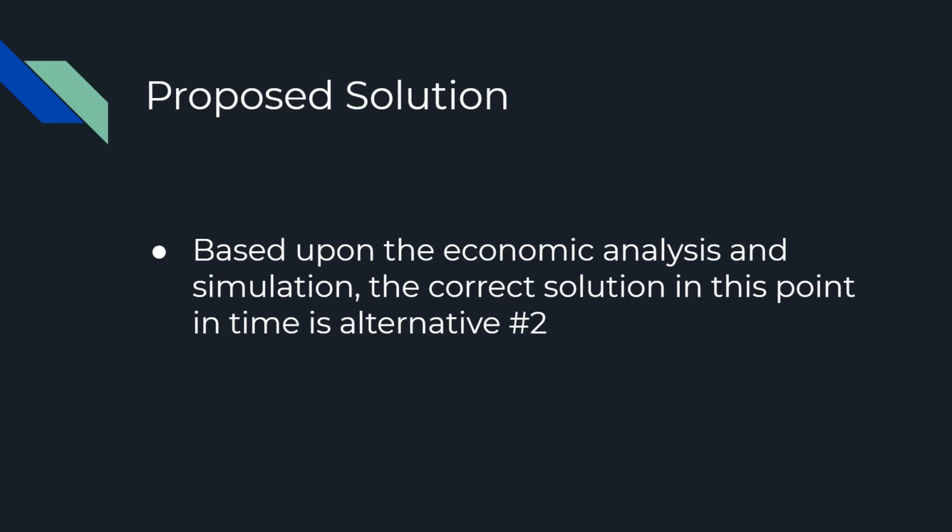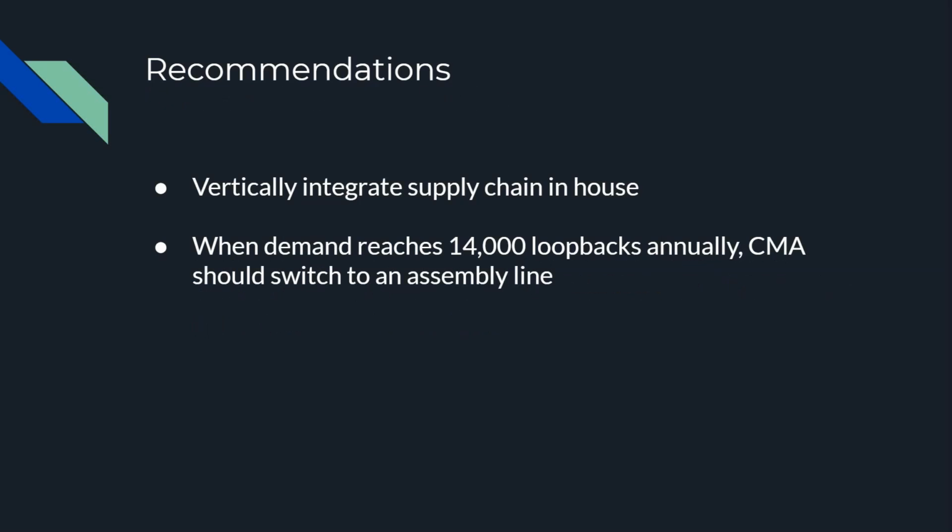Based on both the economic analysis done and the simulations of each alternative, the correct solution is the second alternative with 3 stations with 1 worker per station. However, after our analysis, we have a couple of recommendations. The first recommendation is to vertically integrate the supply chain to reduce possible hiccups. Our second recommendation is if demand approaches 14,000, CMA companies should convert to an assembly line, and the data to support this can be found in our report.